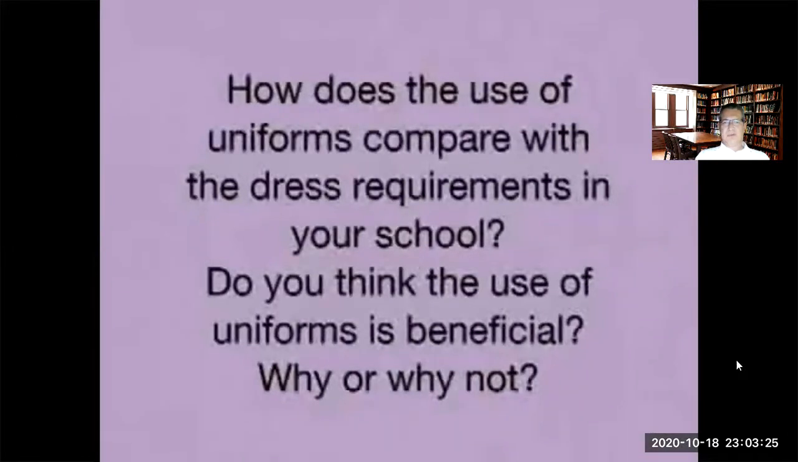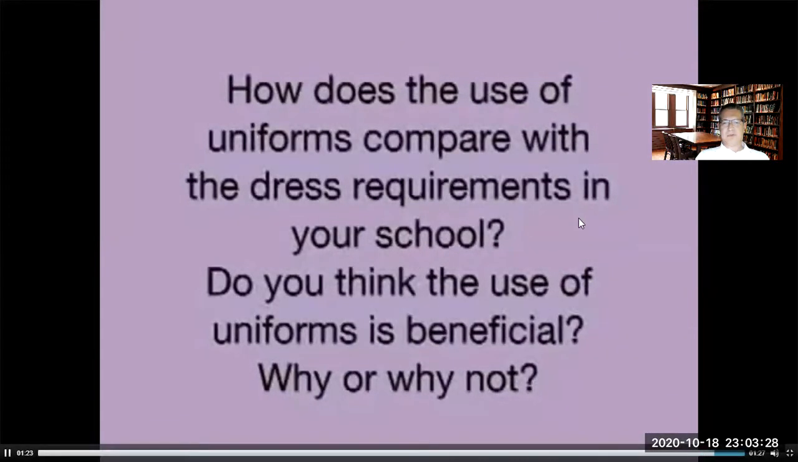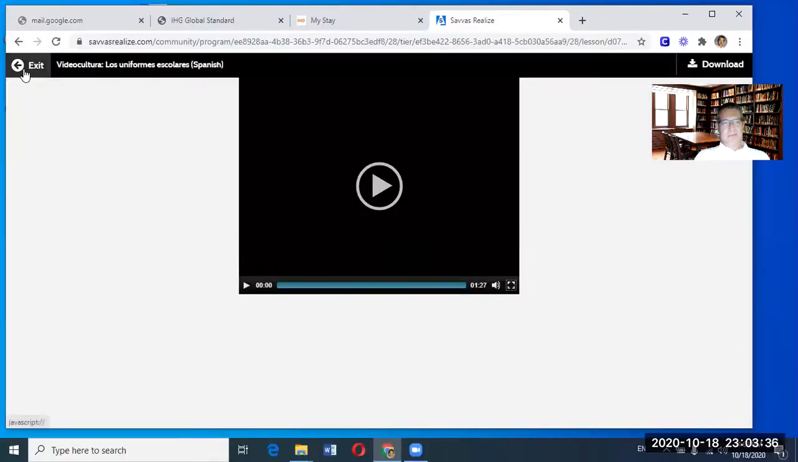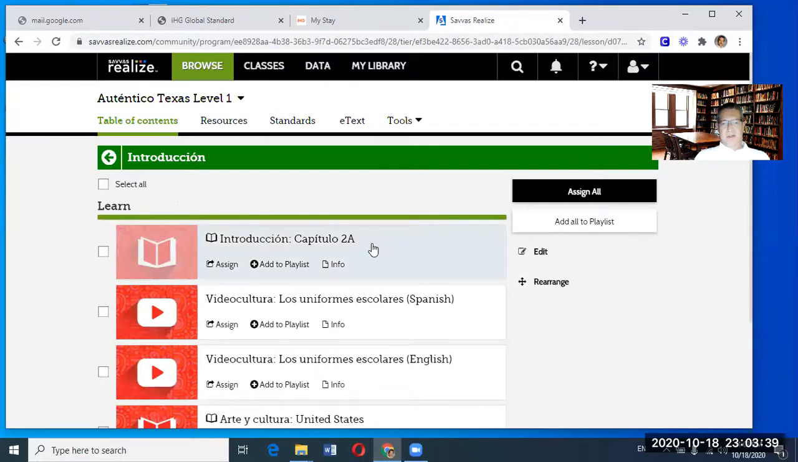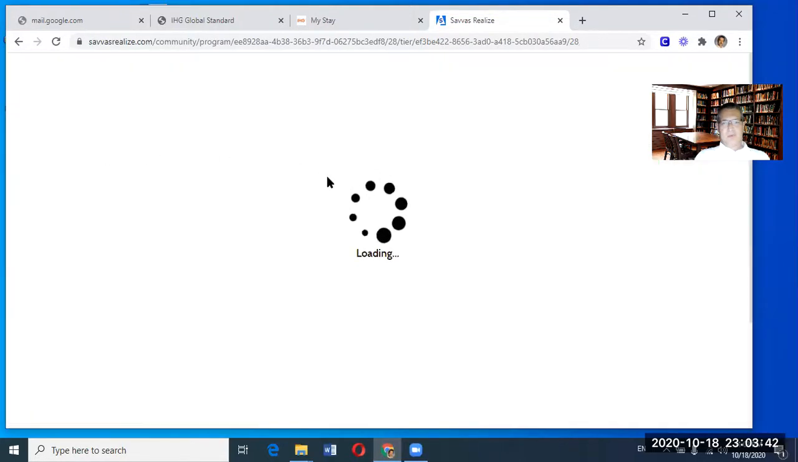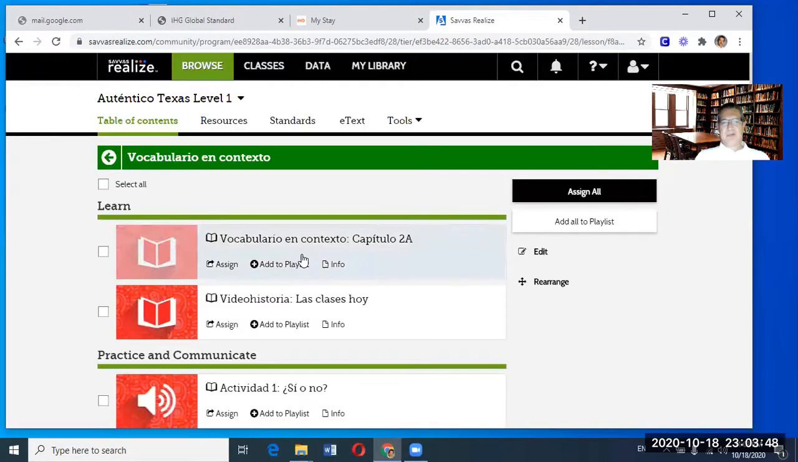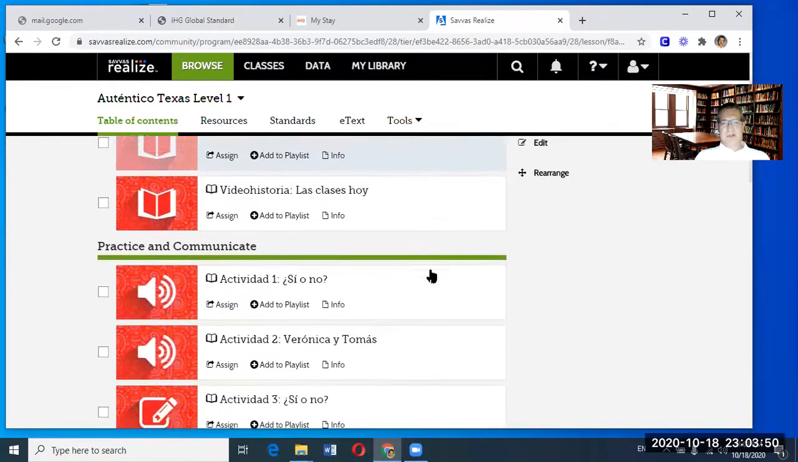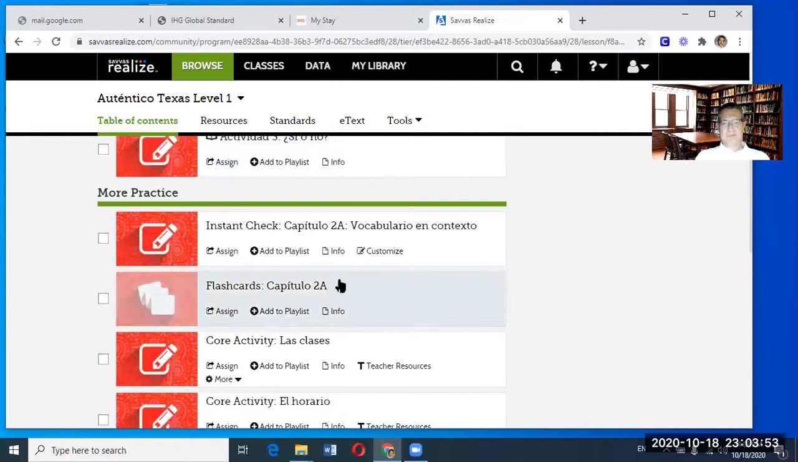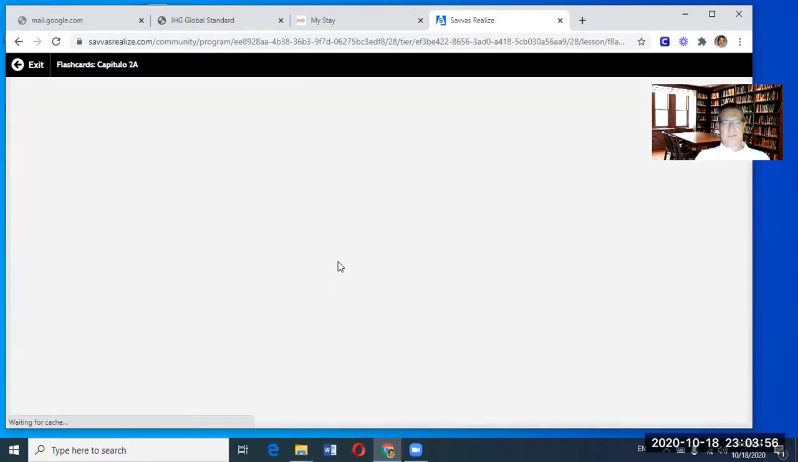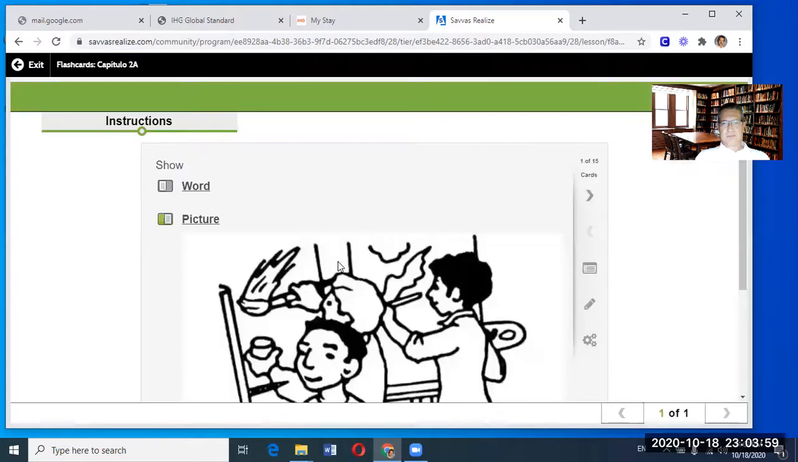How does the use of uniforms compare with the dress requirements in your school? And if you think the use of uniforms is beneficial or not. Okay. So we're going to go over the vocabulary. We're going to go over the flashcards. The first thing we will do is start learning the vocabulary. We're going to go over 15 words.